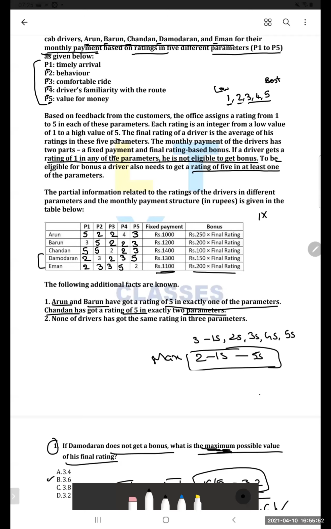Correct? Yes, sir. If we modify this slightly, based on these conditions we have fixed this 5, correct? As per this condition, now since there is a bonus, what we can do is we can also assume there is a rating of 5 for each of them.